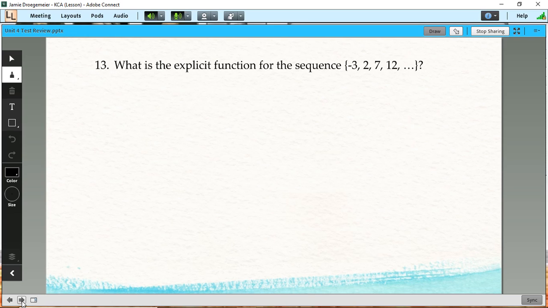In number 13, we want to write an explicit function, explicit formula for that sequence. With these, we said we're going to find f of n by finding the initial value in the sequence, which is -3. And then to that, we're going to add our common difference. Well, if you'll notice here, each time the next term increases by 5. So we take that times the n minus 1. So this is how we set up our explicit function.